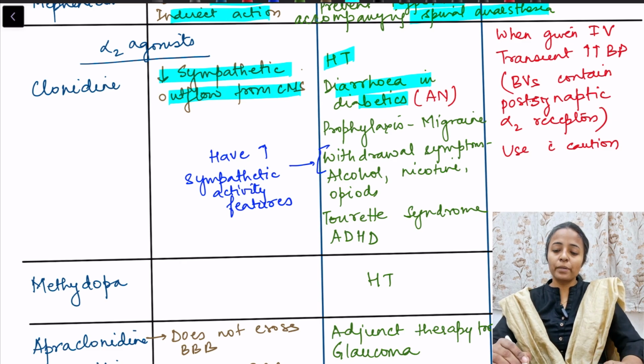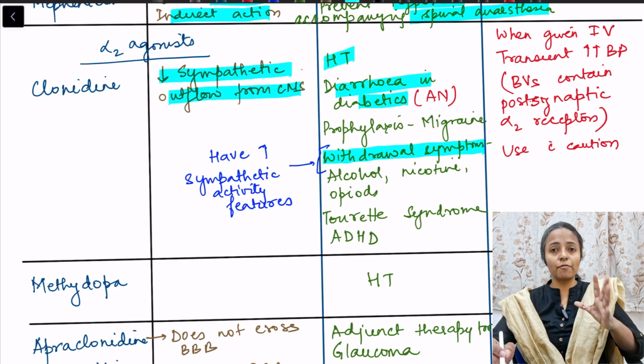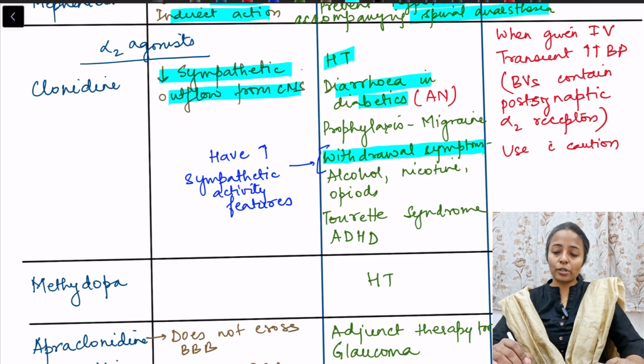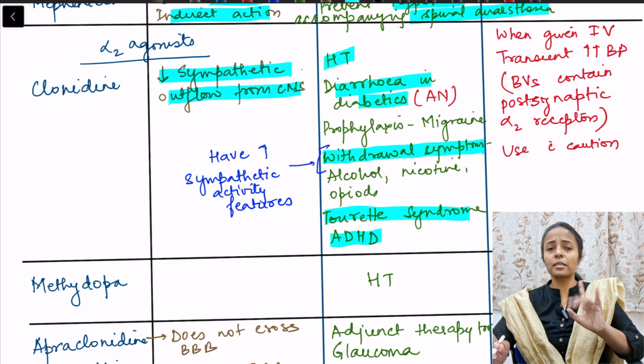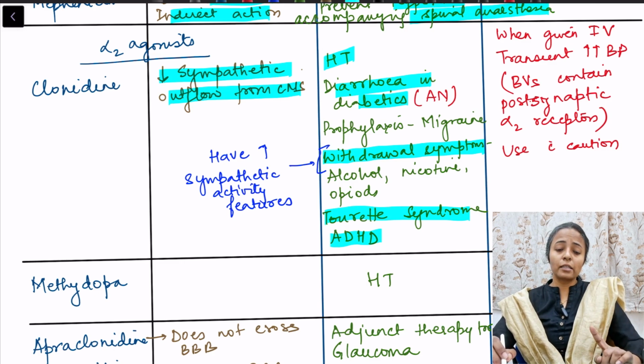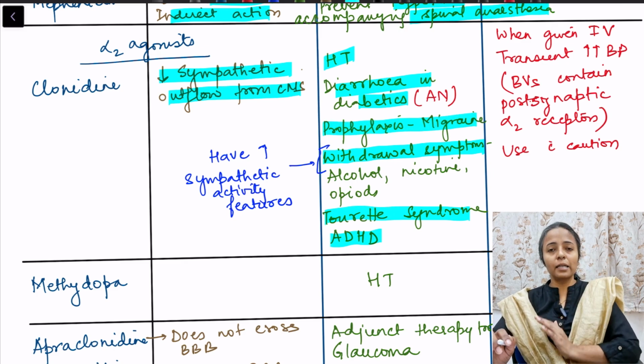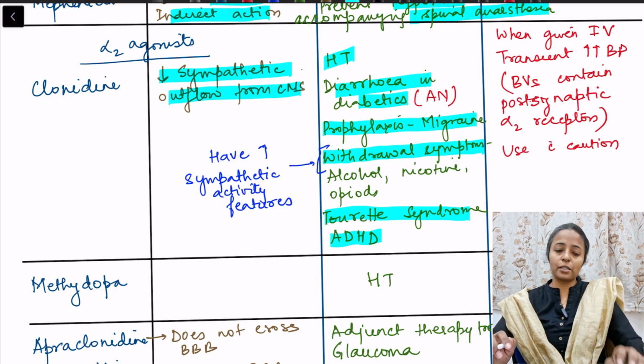Then we have treatment of withdrawal symptoms in alcoholics, nicotine users and opioid addicts. All the withdrawal symptoms have some sympathetic activity features, so that can be blocked with clonidine. Then tics in Tourette syndrome and also for the treatment of ADHD, clonidine can be used. We will see the preferred drug is something else. Okay, so these are the actions of clonidine. It can also be used for prophylaxis of migraine. So these are some other actions apart from its use in hypertension.